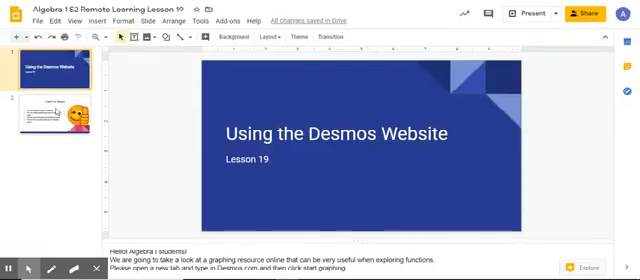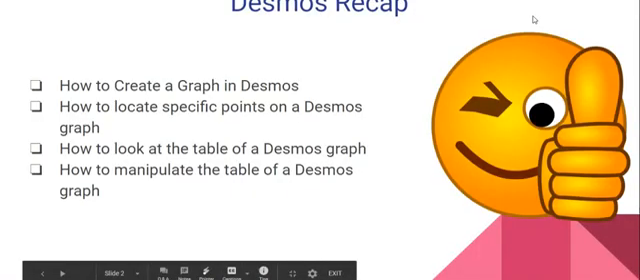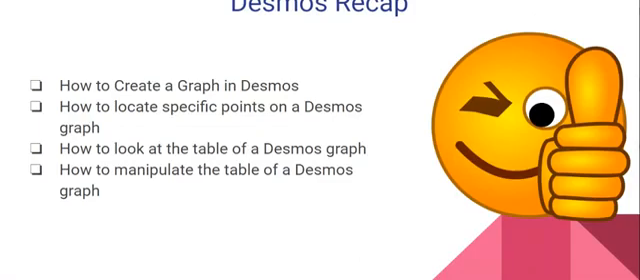So after today, you should be able to use the Desmos graphing tool to create a graph from an equation in Desmos, locate specific points on the Desmos graph, how to convert and look at a table of a Desmos graph, and then how to manipulate that table to show the x values that you need of that Desmos graph.